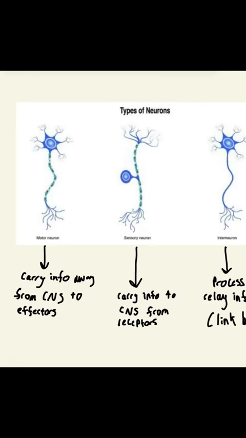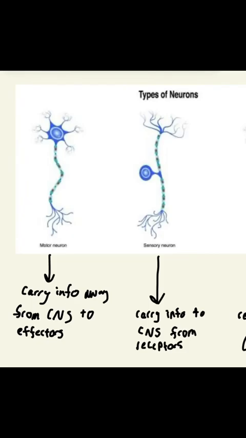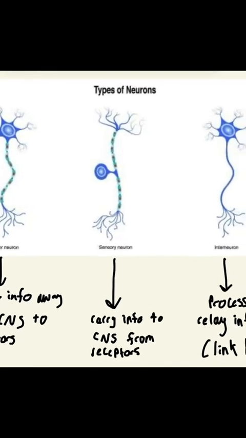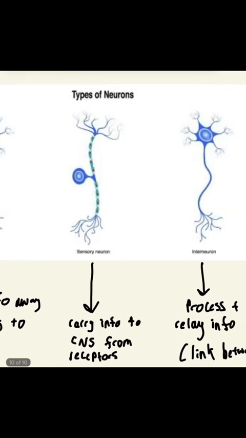So motor neurons, their main function is to carry information away from the central nervous system to the effectors. So they're kind of the neurons that send the information that tells the body or the muscles what to actually do. So they carry info away from the CNS or central nervous system. So they're kind of the initiators.